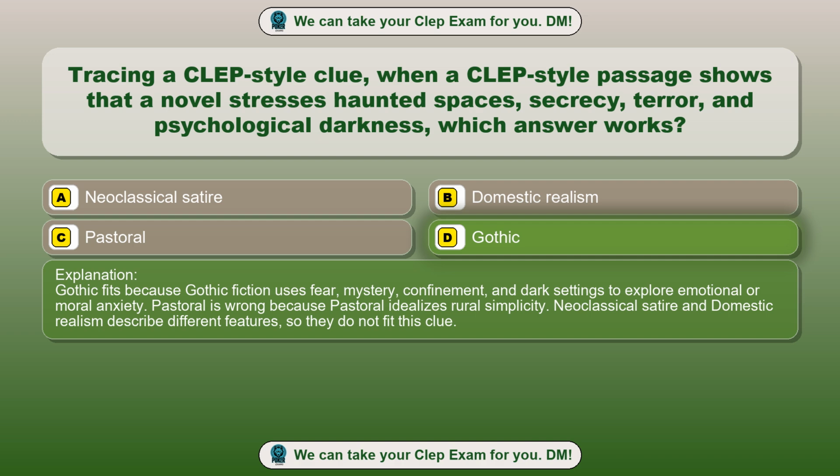Pastoral is wrong because pastoral idealizes rural simplicity. Neoclassical satire and domestic realism describe different features, so they do not fit this clue.